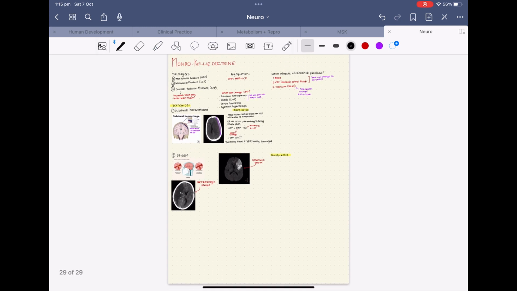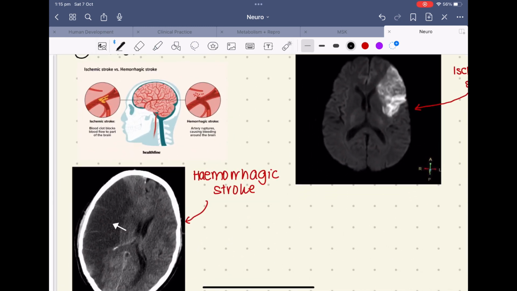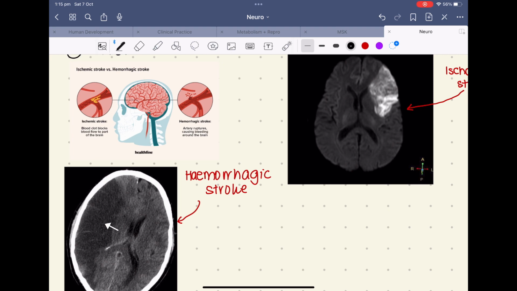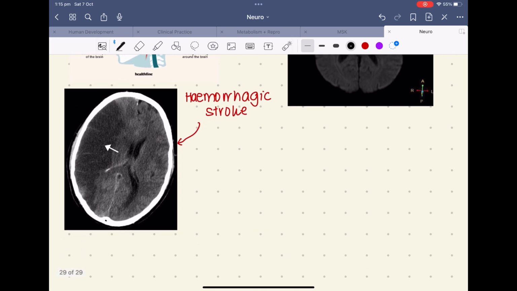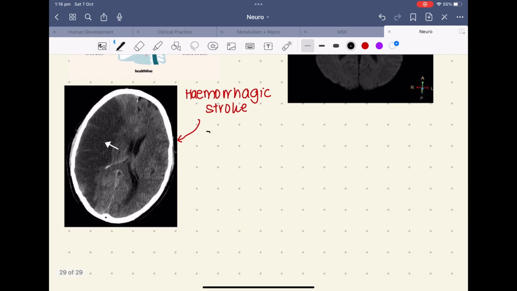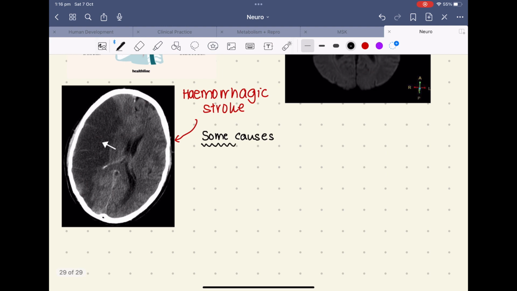So that's the first scenario. We're now going to be talking about the instance of a stroke, also known as a cerebrovascular accident. And as you can see, there are two types of stroke. There's what's called an ischemic stroke and what's called a hemorrhagic stroke. So a hemorrhagic stroke is when there is bleeding in the skull caused by the rupture of a blood vessel, be it an artery or a vein.